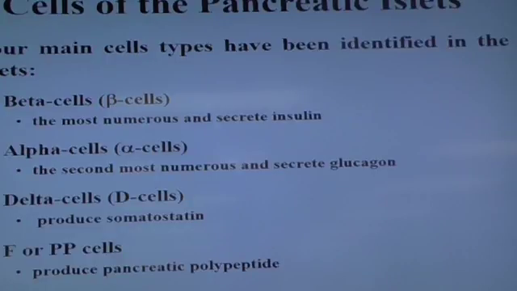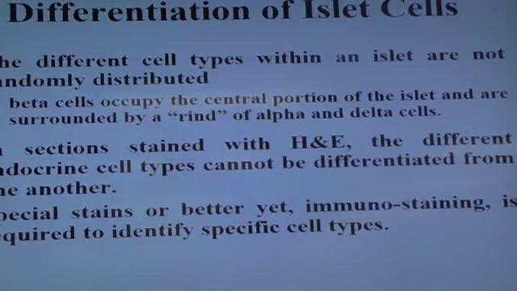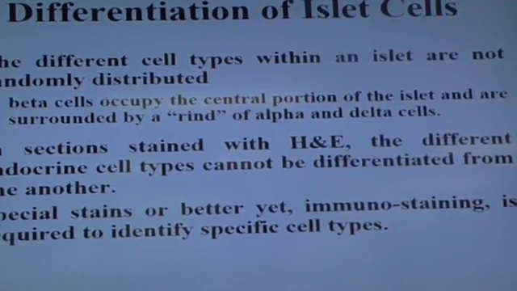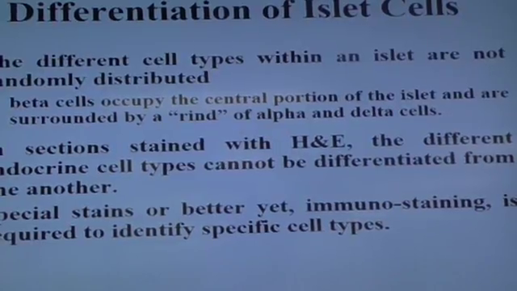Now, as far as the differentiation of the islet cells, they're not really randomly distributed within the islets. The beta cells usually occupy the central portion, and they're surrounded by a rind of the alpha and the delta cells. The PP cells are very rare, usually. And with H and E stain, you can't tell one cell type from another. They all look the same. So you have to use special stains or immunohistochemical staining to identify the particular cell types.